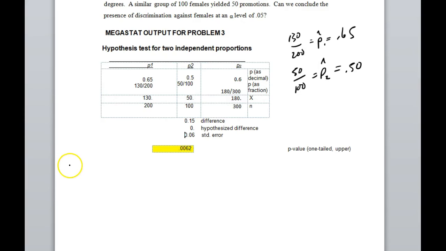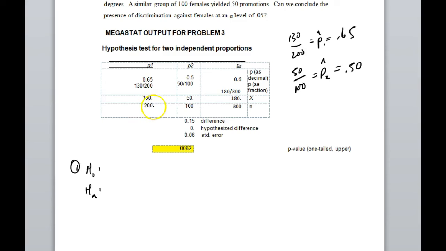The first thing that we want to do is come up with our hypothesis. So we have H naught and HA. And when they say discrimination, what does that mean? Given the sample that we're looking at, we can clearly see that men get promoted at a higher rate. But we want to know, is this just sampling error? Is this something that just happened at random here? Or do we have significant evidence to show that there's discrimination going on?